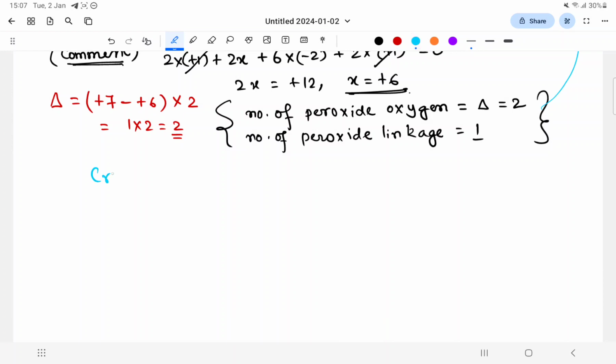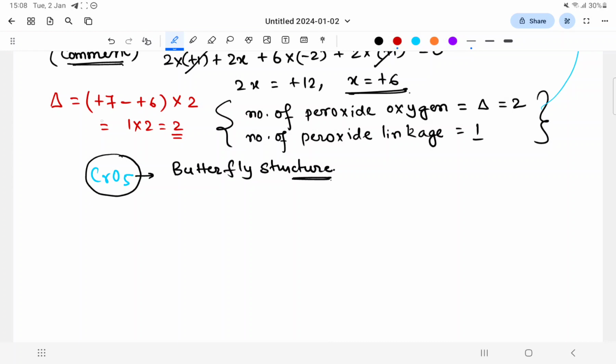CrO5, chromium pentoxide, has a very important structure, a butterfly structure. What type of structure does it have, guys? It has a butterfly structure. What is the meaning of butterfly? I don't think I should tell you that. But why it is called that, we have to know.